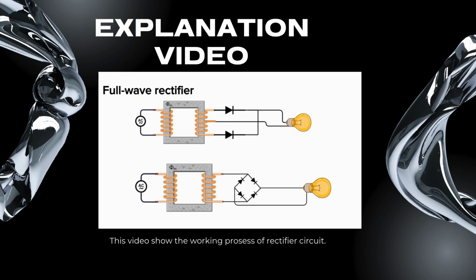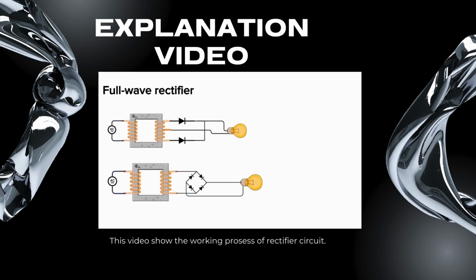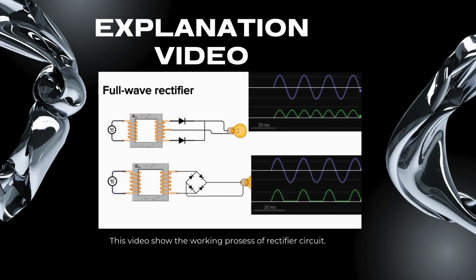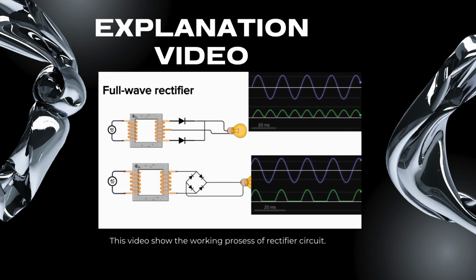Next, the full-wave rectifier circuit. There are two types, the 2-diode circuit and the 4-diode bridge circuit. Unlike the half-wave rectifier, the full-wave rectifier rectifies both the positive and negative halves of the AC sine wave. This results in a smoother output compared to the pulsating waveform of the half-wave rectifier.